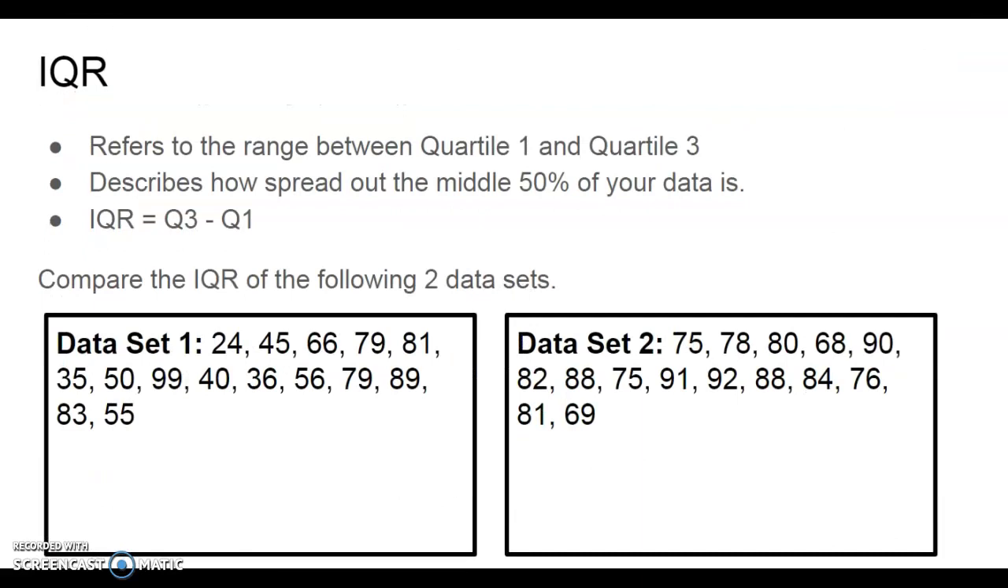So the first one that we're going to talk about is IQR. Again, IQR refers to the range between quartile 1 and quartile 3. It describes how spread out the middle 50% of our data is, and we calculate it by doing quartile 3 minus quartile 1. So what I want to do is compare the IQR of these two data sets. Let's say that Miss Kirby's class took a math test, and these were her students' scores. Then Miss King's students took a test, so data set 2 is going to be Miss King's scores on the math test.